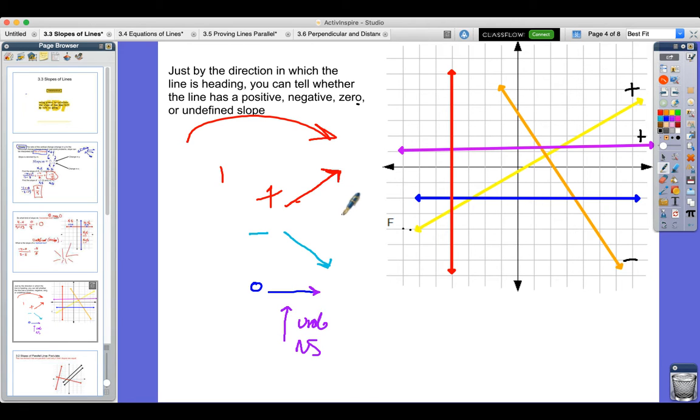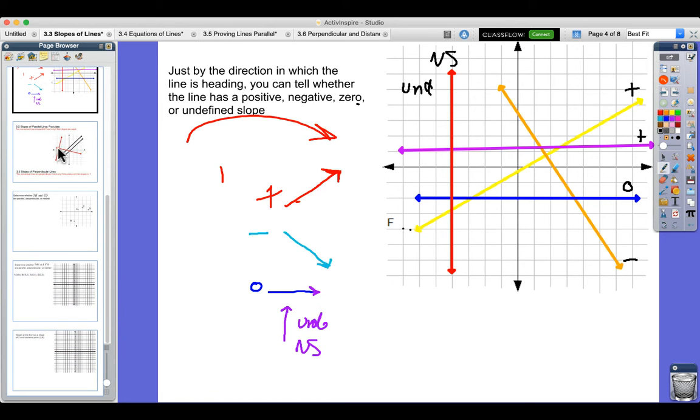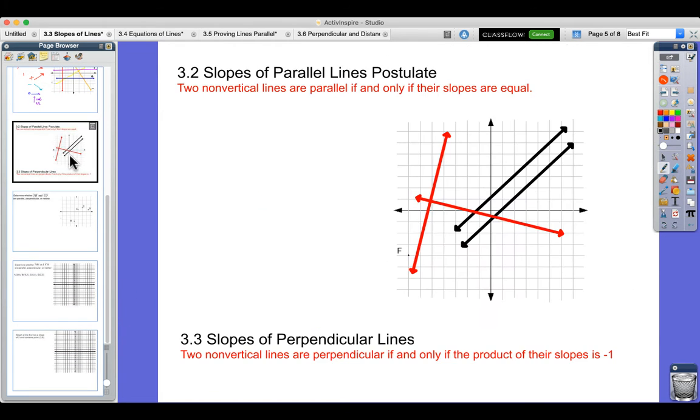Any other negatives? No. Blue, what we call our 0 slope, because it's staying flat. And red will be our no slope or undefined. Undefined slope. Now, you'll need this information pretty soon.